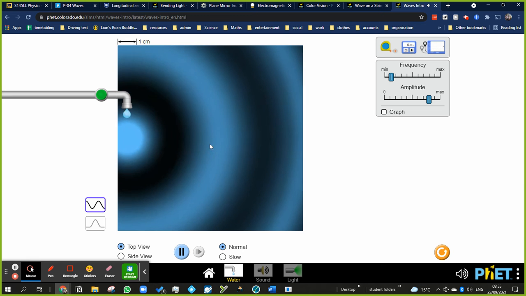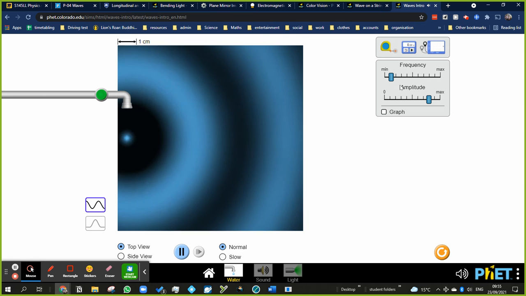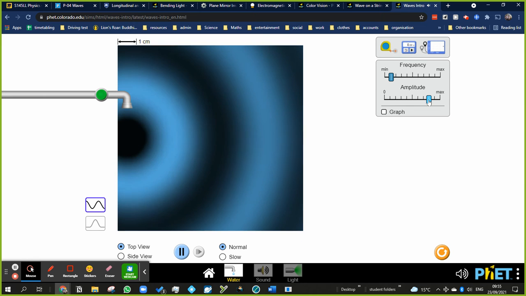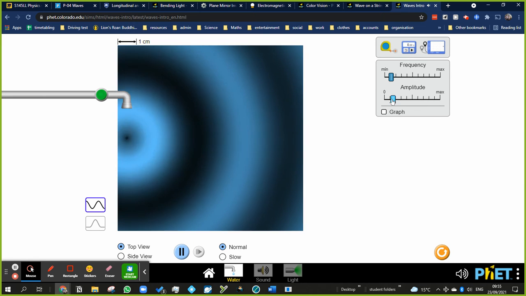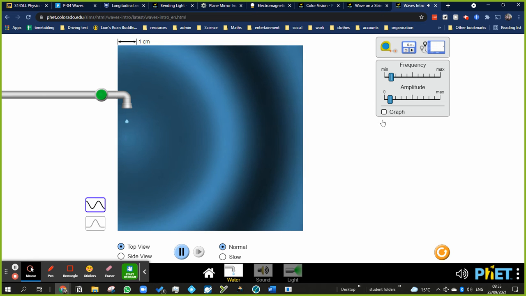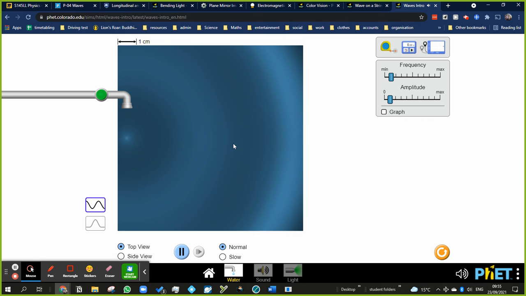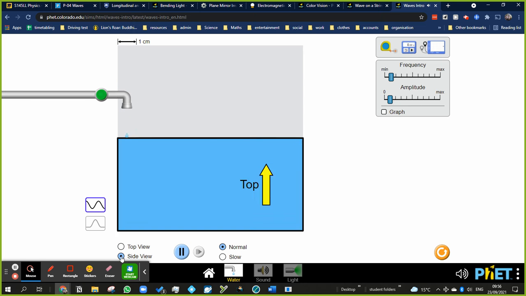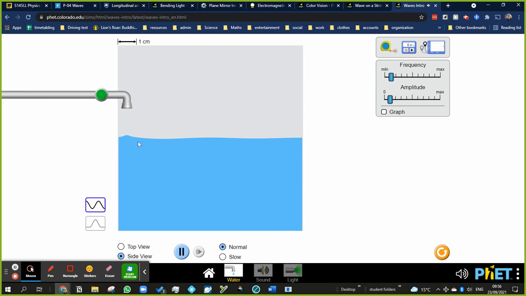And then you can see what the waves might look like from above. How would they look different if I turn down the amplitude? Well, the difference would be because they're smaller drops, we don't notice the change in the water level quite so much. What's really good about this is you can click on the side view and see how the water level changes, and clearly it doesn't change that much. Whereas if we change the amplitude, it changes quite a bit. So that's really useful to get us to understand what's going on.